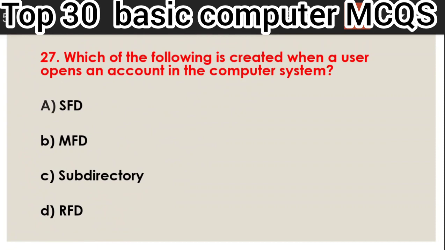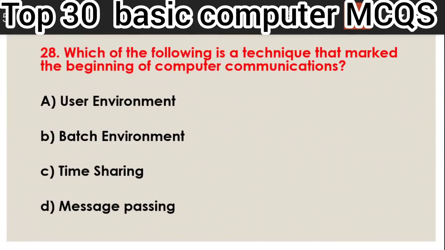Which of the following is created when a user opens an account in computer system? A. SFT. B. MFT. C. Subdirectory. D. RFT. Correct option is C. Subdirectory. Which of the following is a technique that marked the beginning of computer communications? A. User environment. B. Batch environment. C. Time sharing. D. Message passing. Correct option is C. Time sharing.